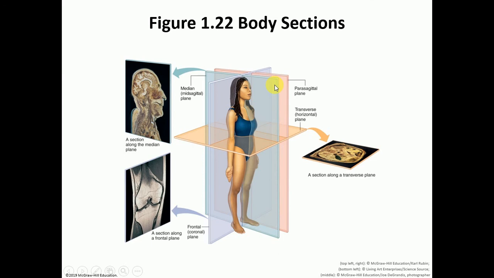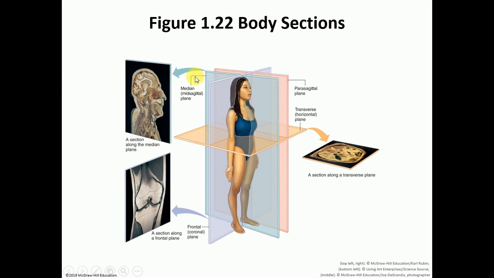We also have this plane right here, and that is known as the frontal or coronal plane. It kind of looks like a crown, okay? And that divides the body into an anterior part and a posterior part, so a front and a back. So the plane that divides the body into front and back, or anterior and posterior portions, that is known as your frontal or coronal plane.